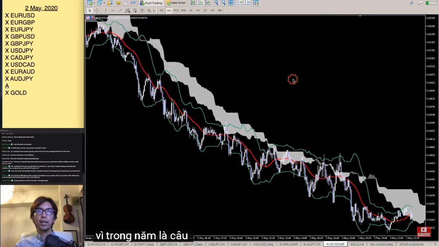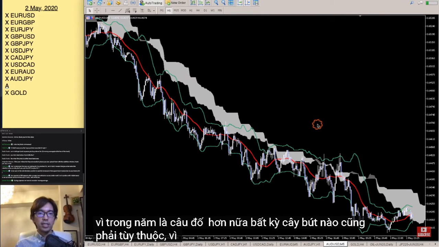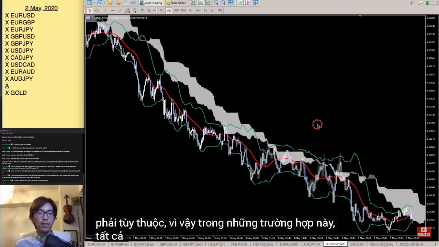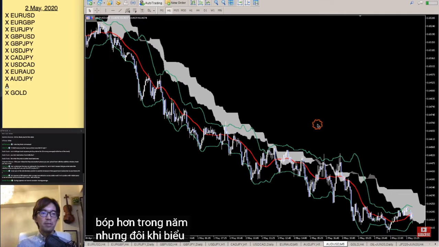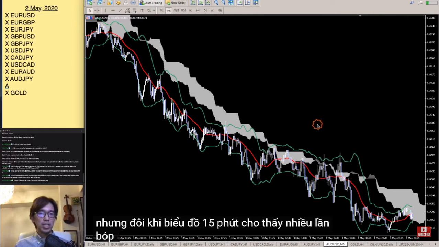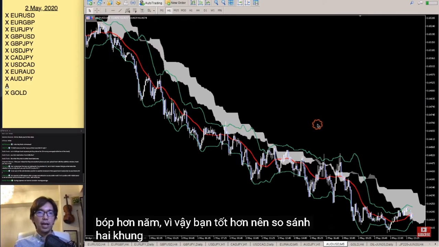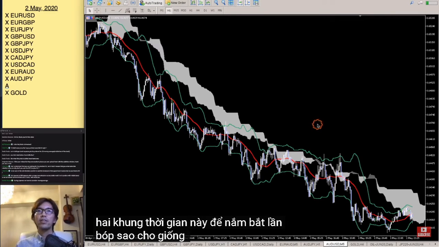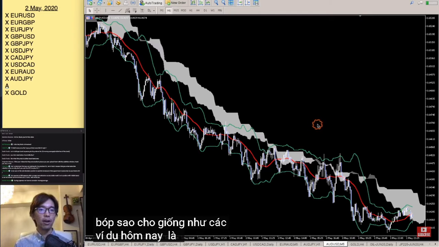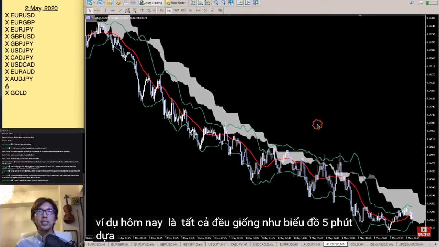Because in the 5, it squeezes more. And it depends, right? It depends. So in these cases, all the examples today show more squeeze in the 5, but sometimes the 15-minute chart shows more squeeze than the 5. So you better compare these two time frames to capture the squeeze. Looks like today's examples are all 5-minute chart based.